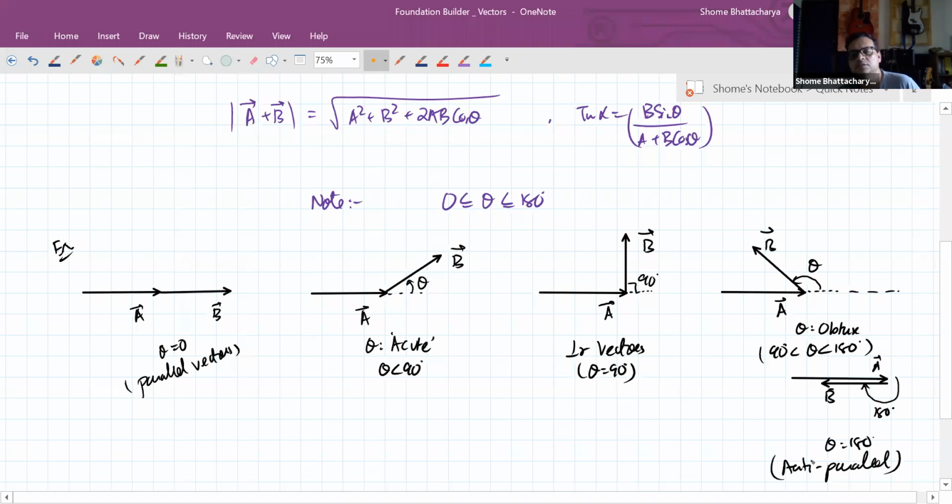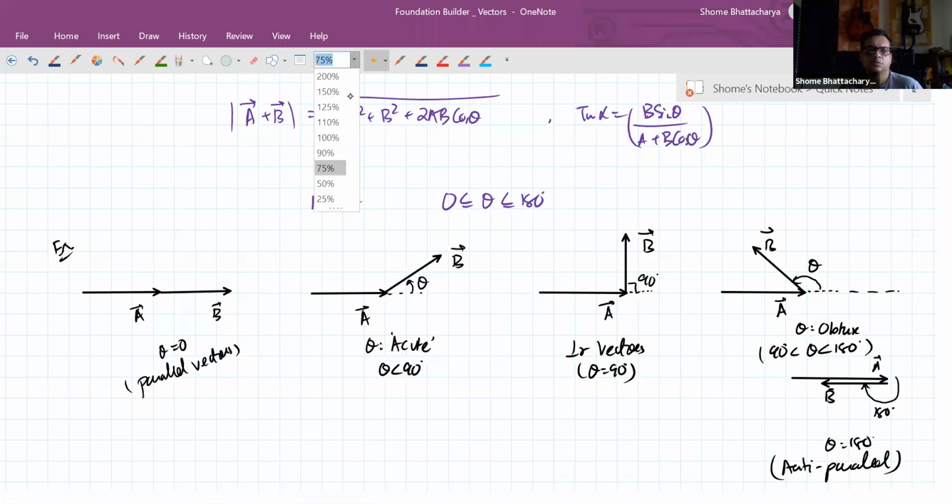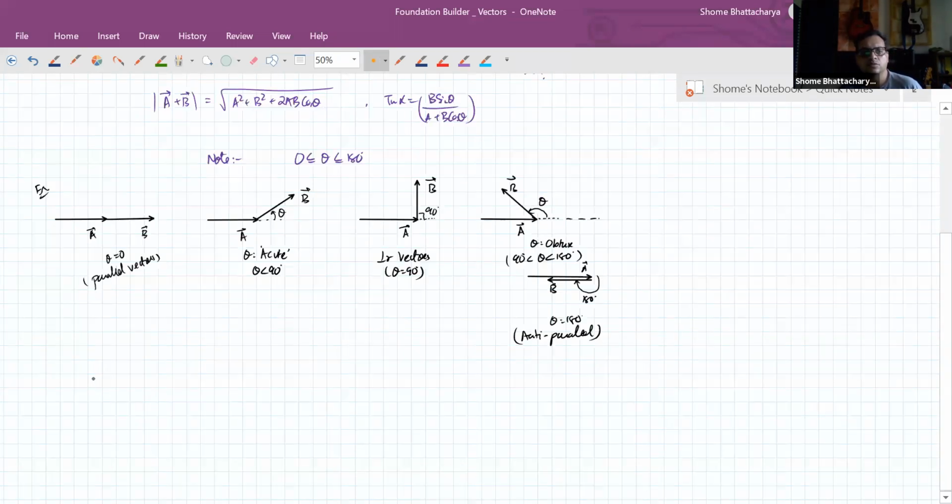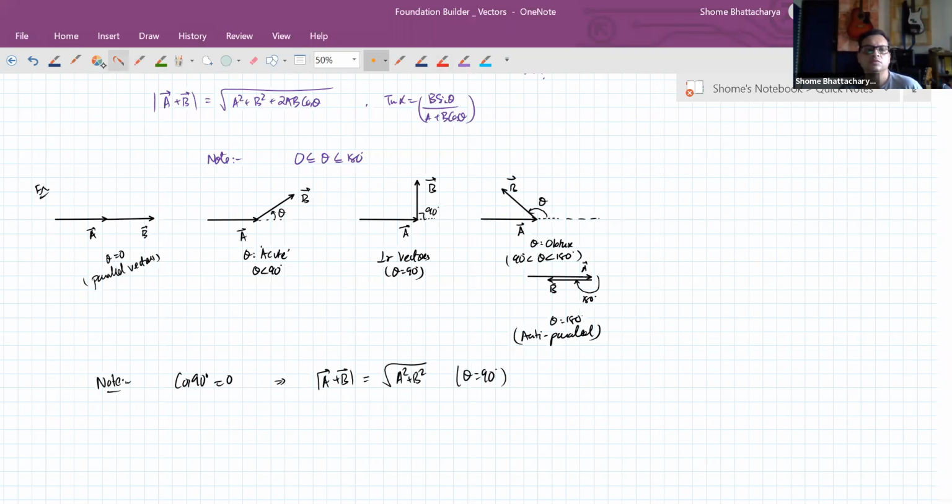They are in opposite directions. So how do we apply this formula for the sum of the two vectors when we have all these different cases? Of course you understand that cos 90 degrees is 0. So the magnitude of A plus B will become root of A square plus B square when theta is equal to 90 degrees. And that you can visualize in this one very well.